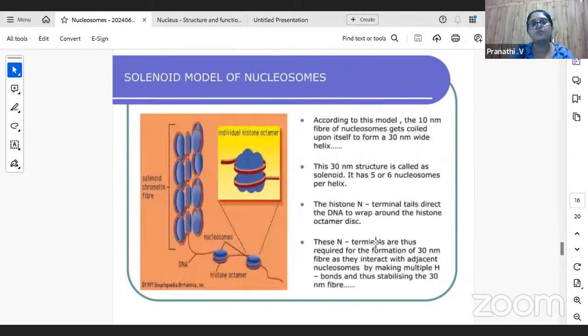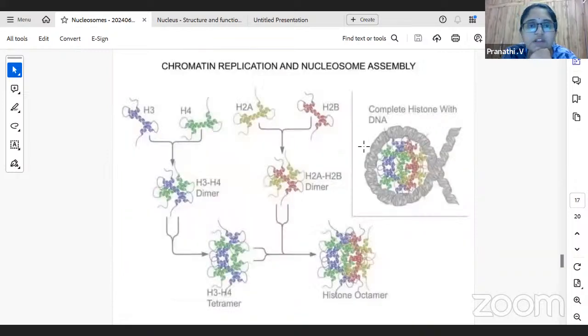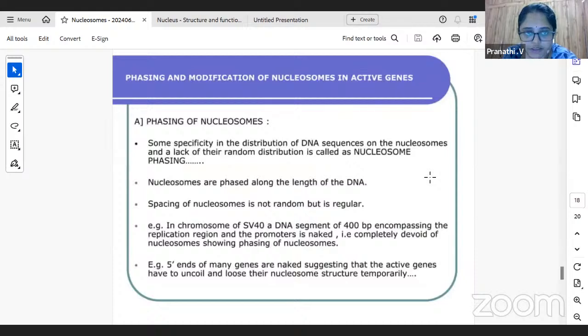When it comes to the solenoid model in a nucleosome, so this is all about the nucleosome that we see. I think we've already covered this, so I'm not going to go much into this. The N terminal is going to direct the DNA to wrap around the histone octamer disc. So the amino terminal is necessary for the formation of the 30 nanometer fiber, and multiple hydrogen bonds are also going to be present, which stabilize the 30 nanometer DNA fiber in fact. So these hydrogen bonds are going to stabilize the histone octamer present.